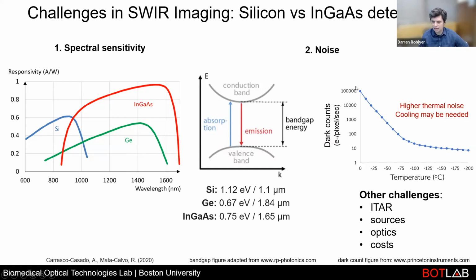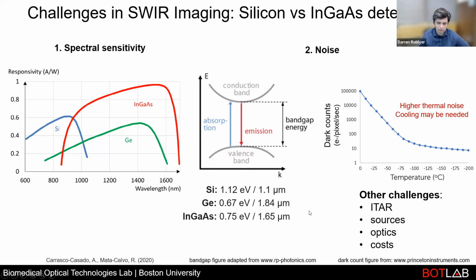And the way that's combated is by cooling the detector, sometimes to very low temperatures, like in the case of this Princeton Instruments InGaAs detector to minus 200 degrees centigrade, which reduces dark counts by several orders of magnitude.